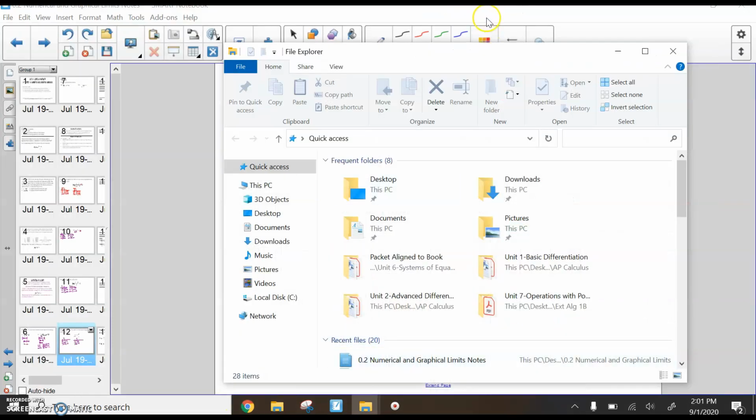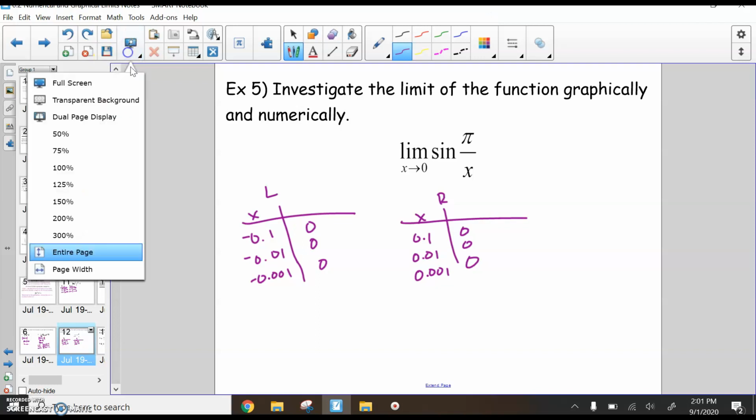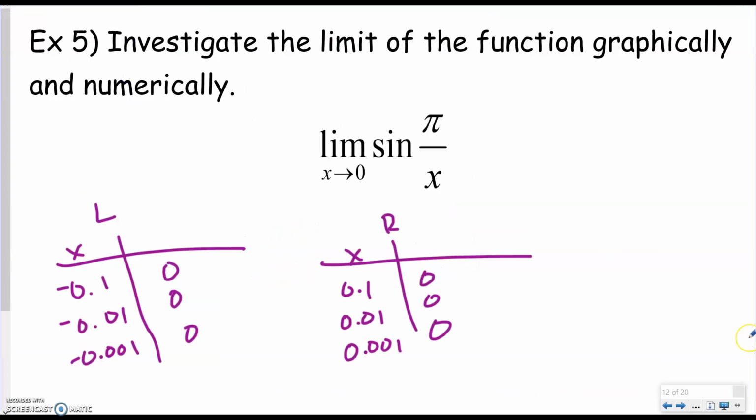So what we usually do, and this is proper notation, you can use this anytime you need to, because we like to save time, we're going to say that it does not exist. Even though it looked like it was getting closer and closer to 0 numerically, that wasn't the truth on the graph.